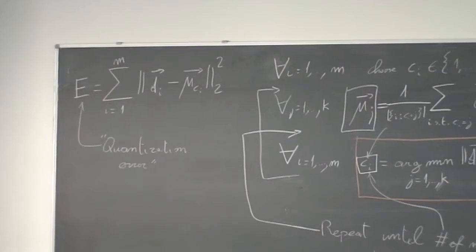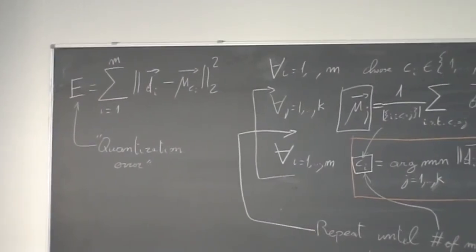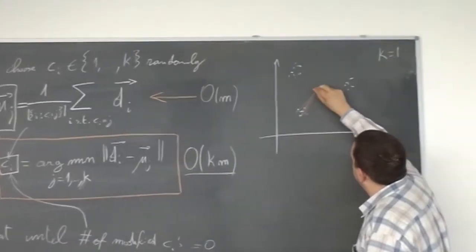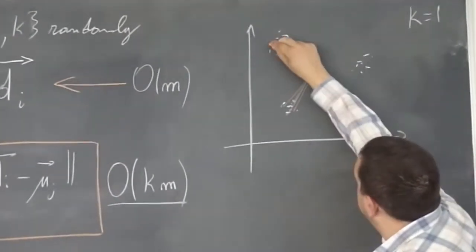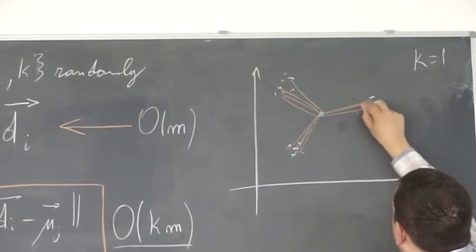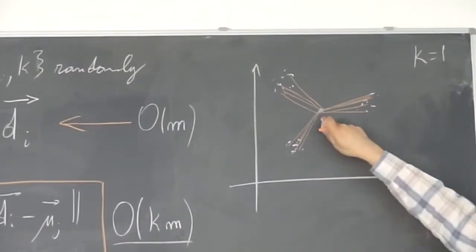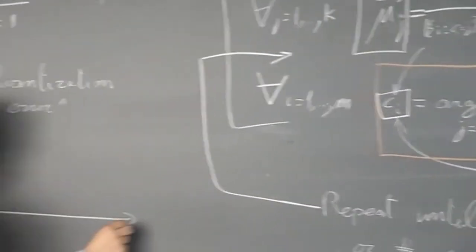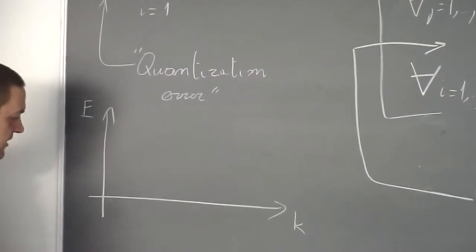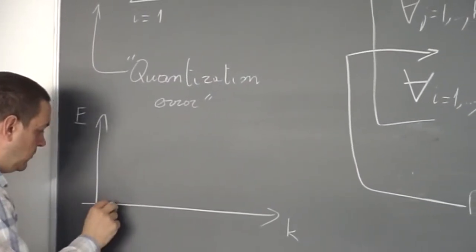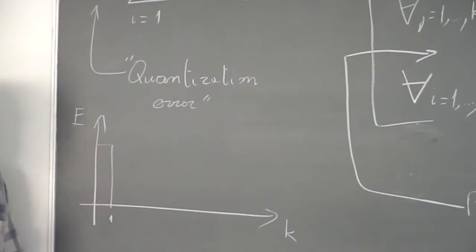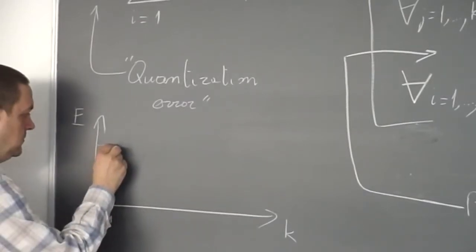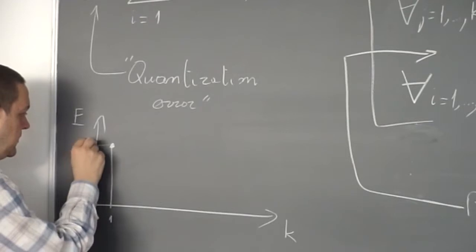number, because we are adding up all of these distances. The distances between all documents and this average position. So we can also try to plot the error against the chosen value for k, and for k equal to 1, we will have a fairly large error. Let's call it E1.